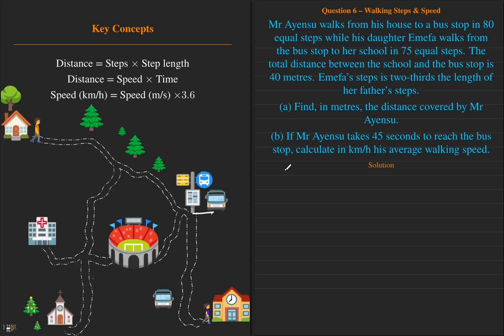Now, how do we answer the question? Before we do, if you are given the steps and the step length, then the distance that has been covered is simply the number of steps you covered times the length of each step. That is very direct and self-explanatory, I guess.